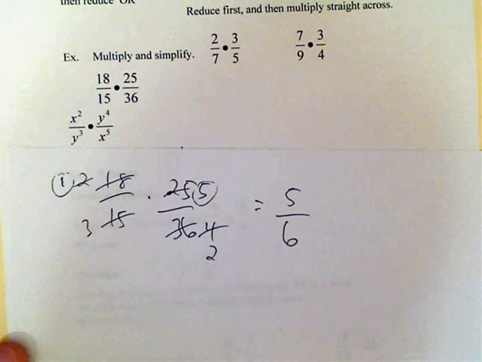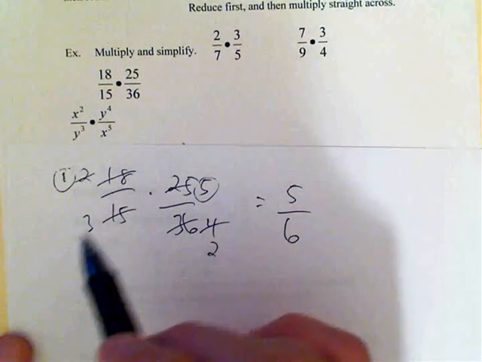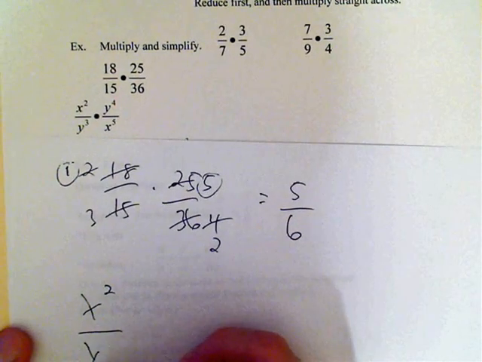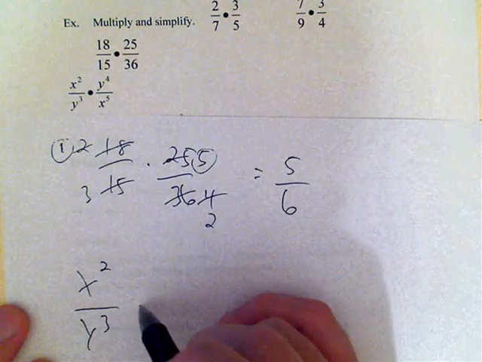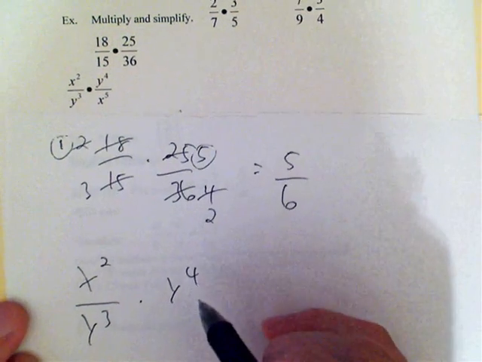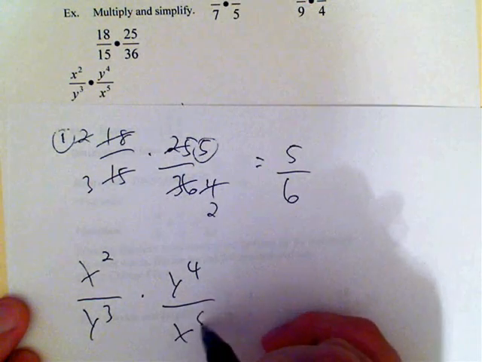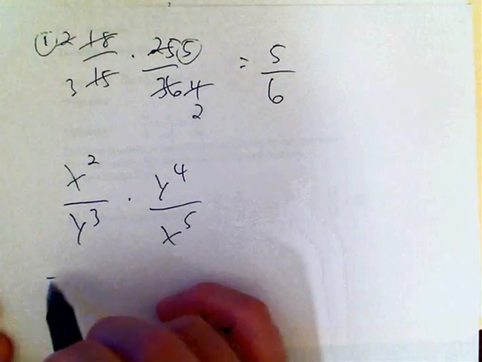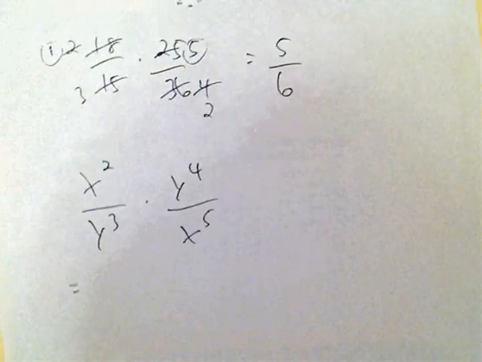Now let's do a problem that's got variables in it. x squared over y cubed times y to the 4th over x to the 5th. Now I'm going to do this the long way, and I'm going to show you how to look at it and do it. And so here we go.